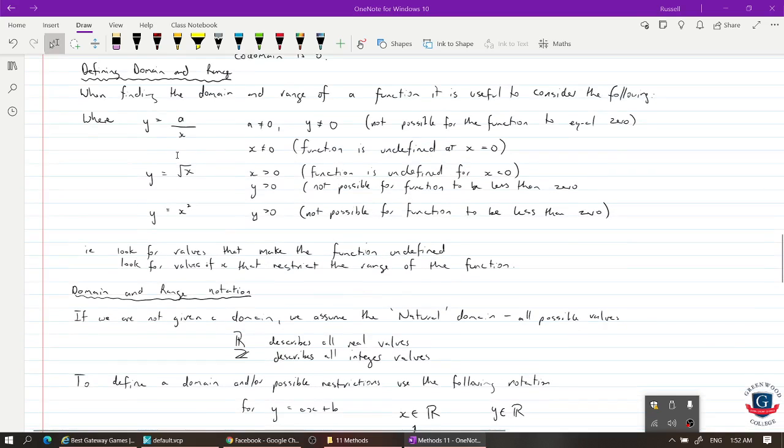So if we have a look at this function here, we know that for a function y equals a on x, unless a is 0, it's impossible for the function here to be 0. So if you had y equals 2 on x, you can't make that function 0 no matter what you do to x.